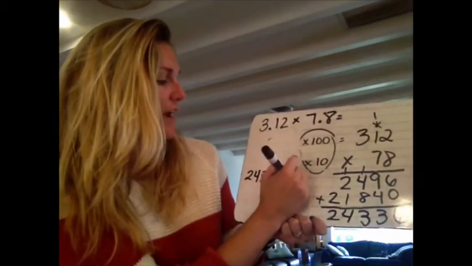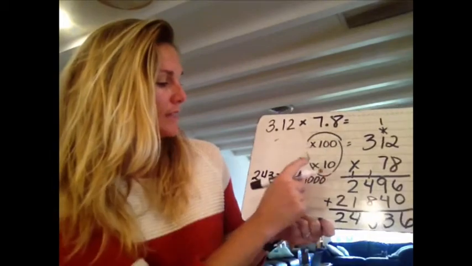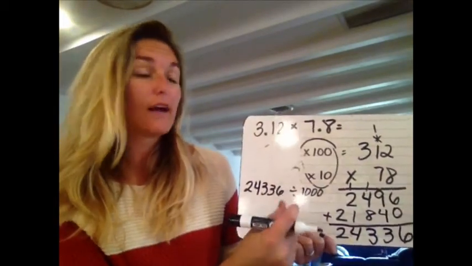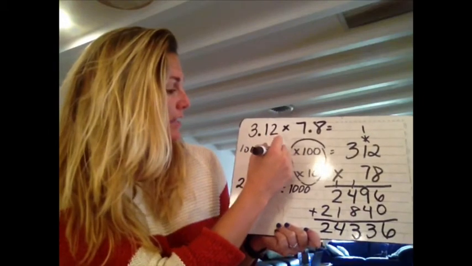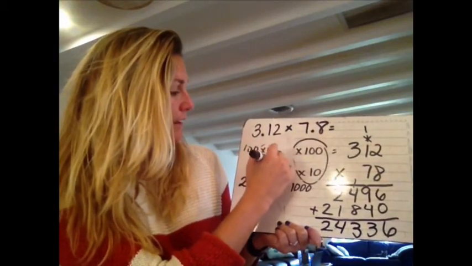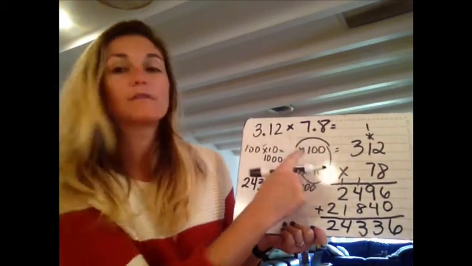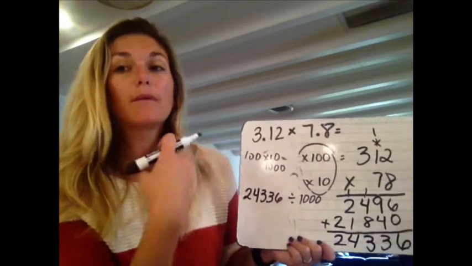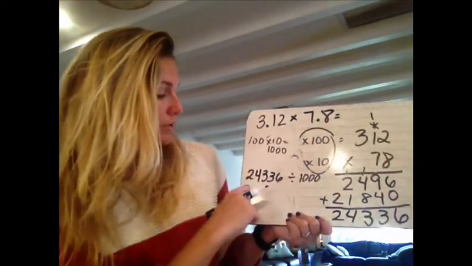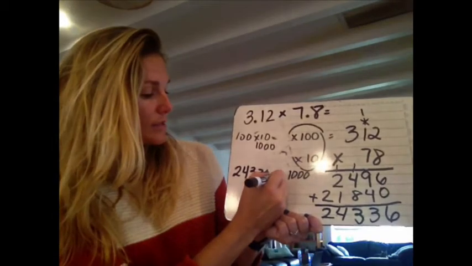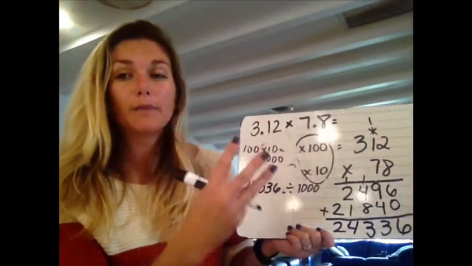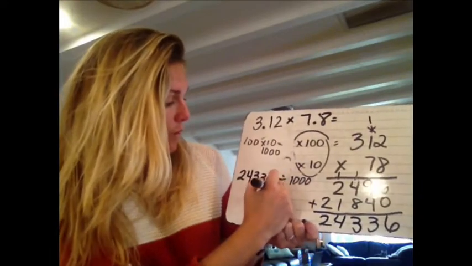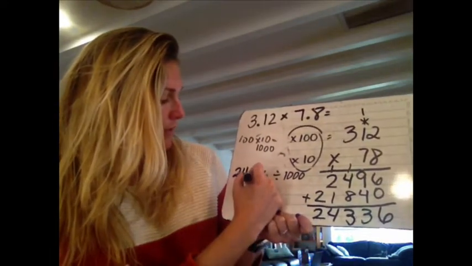24,336 divided by 1,000. And if you're thinking, where did that 1,000 come from? 100 times 10 equals 1,000. Those were the two powers of 10 that I used to make my number whole. So no decimal in sight, place it to the right, and move my decimal to the left 3 place values. So 1, 2, 3.